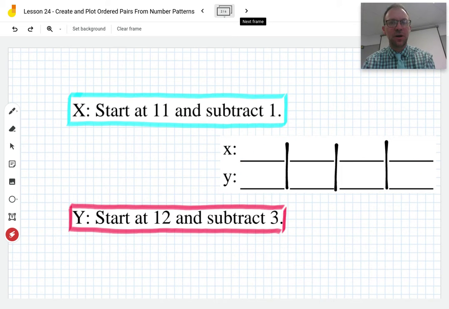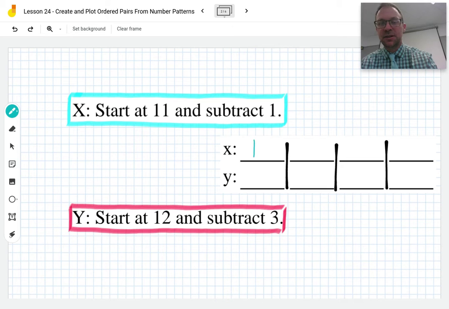Okay, so the X rule says start at 11 and subtract 1. Well, the first part is really important. Start at 11. That part of the rule means the first number we should write down is 11, which I'll do here next to the X. This row is meant to record our X coordinates. And if we look now to the Y rule, where it says start at 12, that's super important. So here in this Y row, we're going to start at 12 by writing 12 down as our first number. And already we can see we've generated an ordered pair. This is 11, 12, our first ordered pair that we'll graph in a moment. So let's box that off.